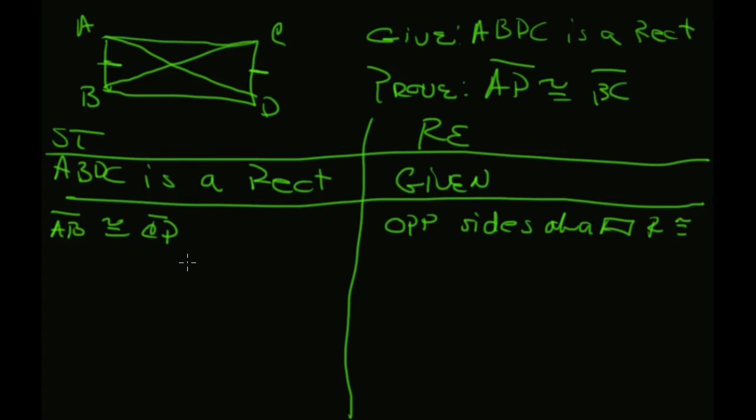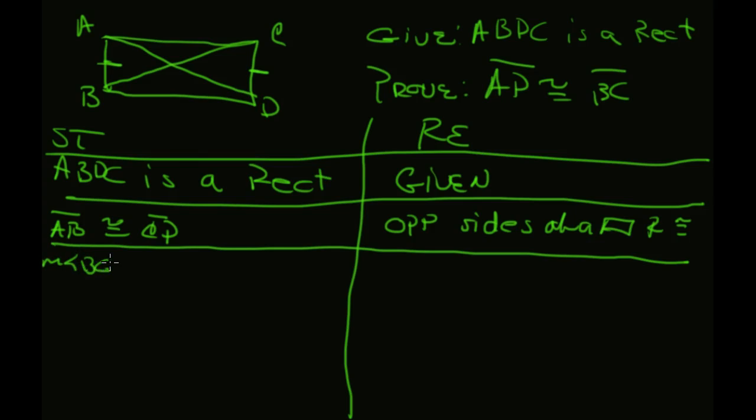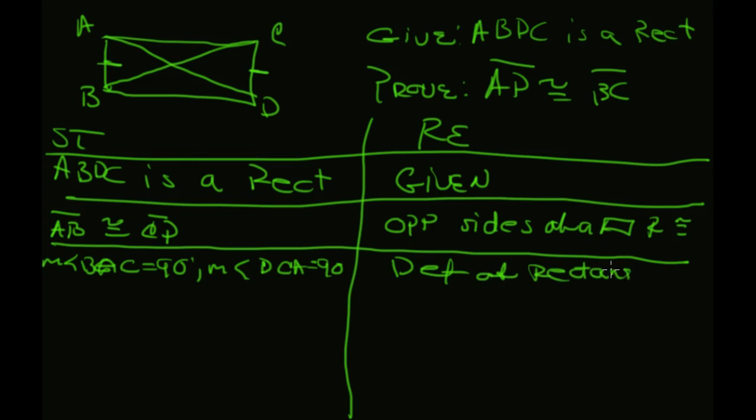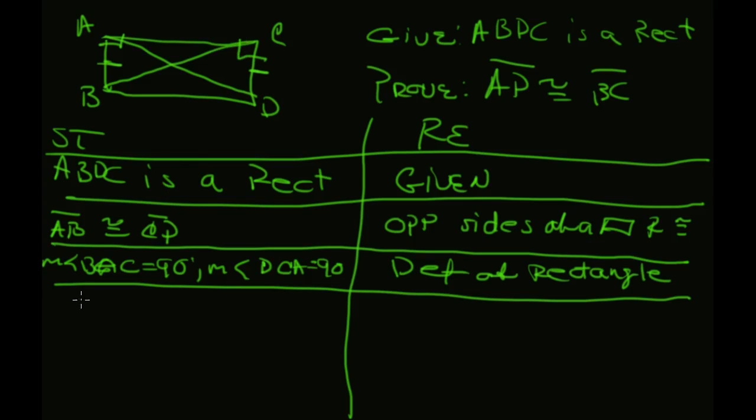We also know that the measure of angle BAC has to equal 90, and the measure of angle DCA also has to equal 90, because that's the definition of a rectangle. It has to have 4 right angles. So we know that this is a right angle and that's a right angle. I also know that segment AC is congruent to itself. It's by the reflexive property.